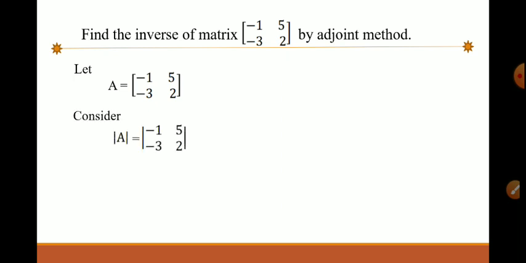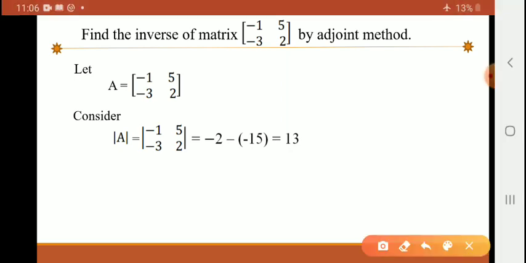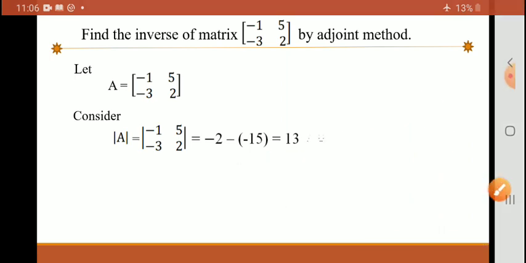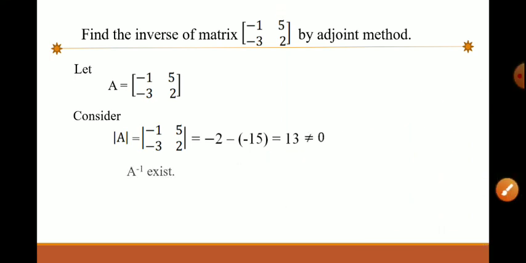Consider determinant of A. Cross multiplication: minus 1 into 2 is minus 2, minus 3 into 5 is minus 15. So minus 2 minus 15 means minus 2 plus 15? Minus 2 plus 15 is 13. So determinant is 13, which is not equal to 0. So A inverse exists. We know A inverse exists if and only if the given square matrix is non-singular, which means its determinant is not equal to 0.